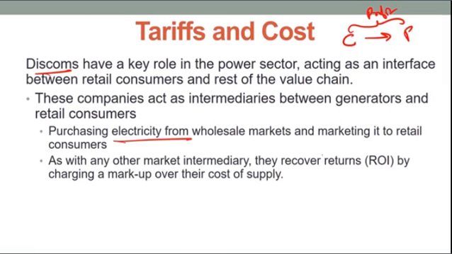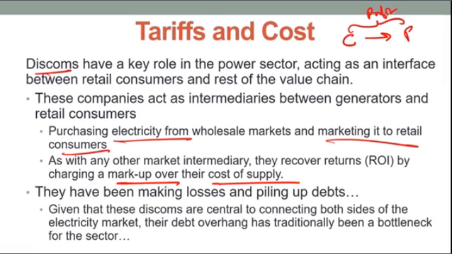So they purchase electricity and market it to retail customers, as we discussed. They have to be able to have a markup over the cost of supply. However, that is not happening because government is interfering too much, right? So prices are always too low. Cost is always very high. So they are piling up debts. They are having losses. So this debt overhang has become a huge problem, a bottleneck for the entire sector. Bottleneck means something that is stopping progress from happening. So discoms have to be brought out of this Chakravyuh problem. That is where the Uday scheme is coming in.